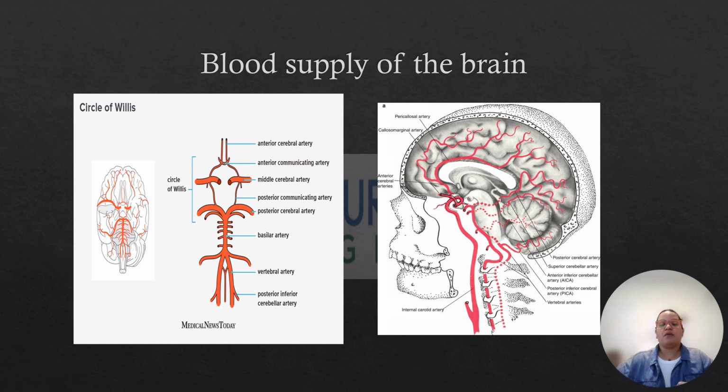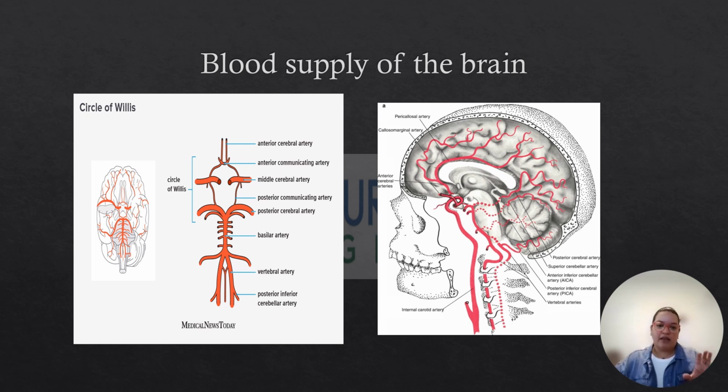So here is a picture of the circle of Willis, and I put it side by side with a sagittal section of the brain. This is because I want you to realize that the circle of Willis is not a flat image like you see here on the left. This is just a representation.